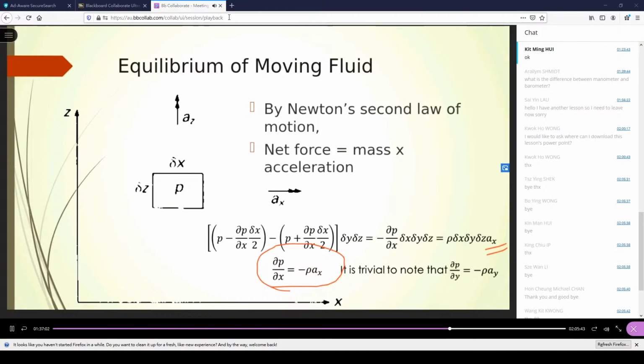Now, compare this with the hydrostatic equation. You find this expression is in line with our hydrostatic equation, because there we look at the y direction, the vertical direction, where we have acceleration due to gravity. So the pressure gradient in fluids moving with constant acceleration is shown in this equation. Basically, if the acceleration is positive, then we have a negative pressure gradient.